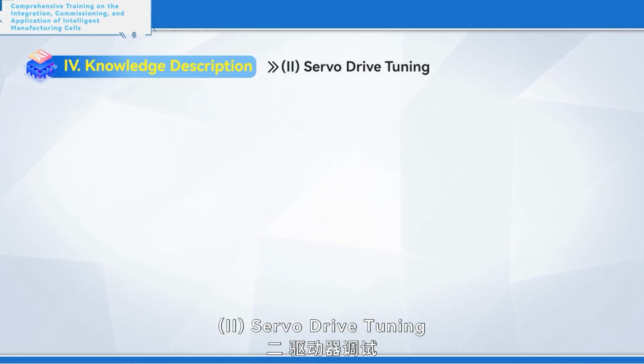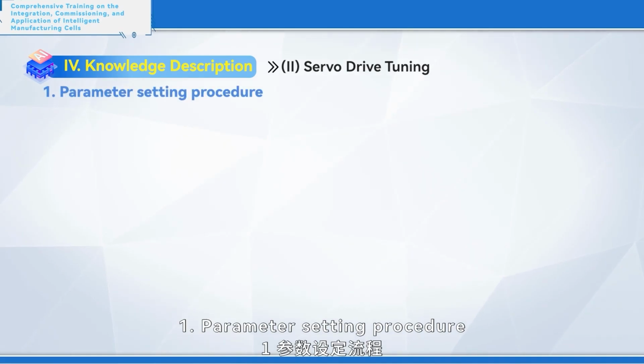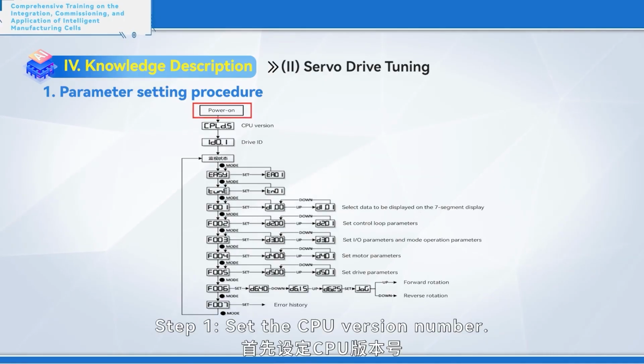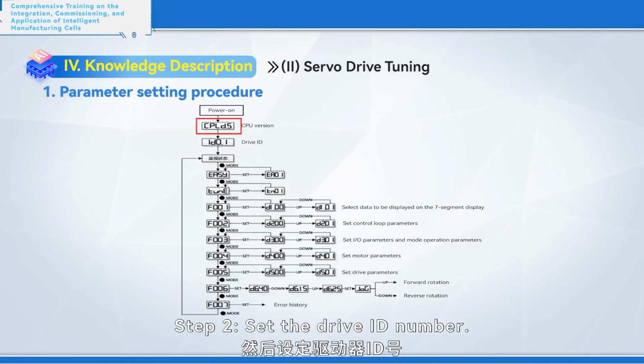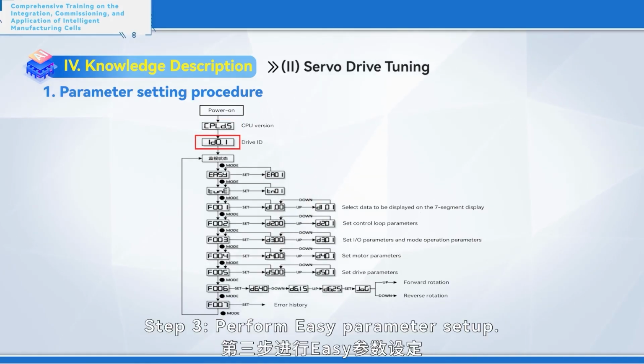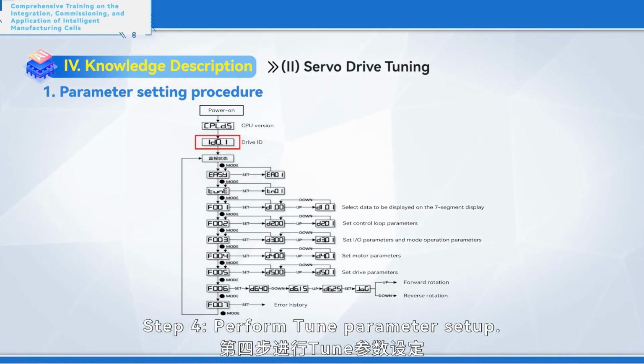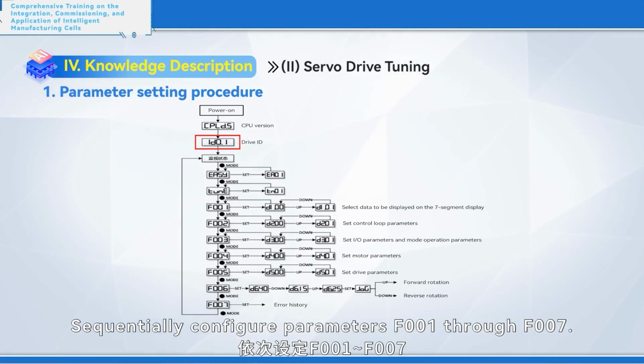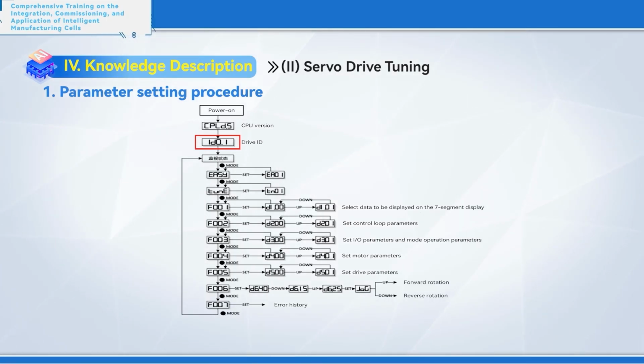2. Servo drive tuning. 1. Parameter setting procedure. After powering on the system, follow these steps. Step 1. Set the CPU version number. Step 2. Set the drive ID number. Step 3. Perform easy parameter setup. Step 4. Perform tune parameter setup. Step 5 and beyond. Sequentially configure parameters F001 through F007.